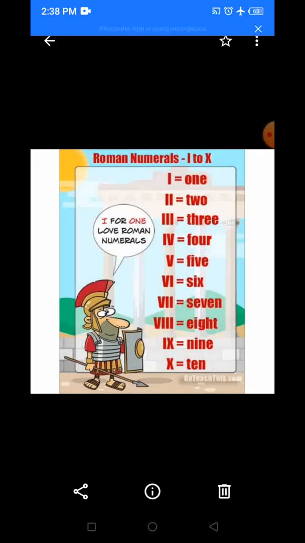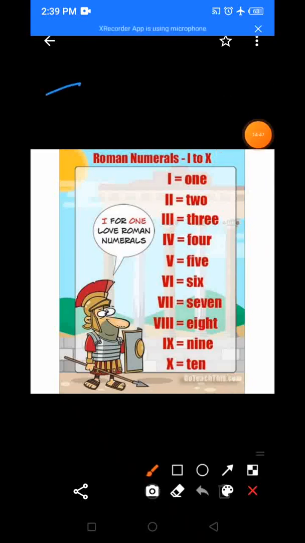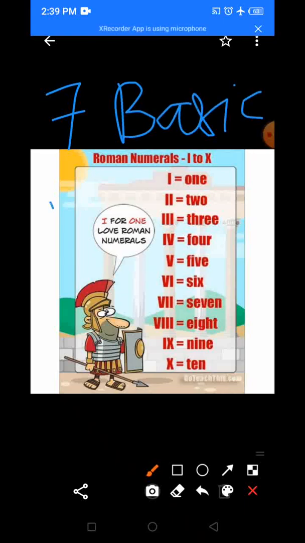Now look here. Before this, we will just read what is written in your textbook. We know that the 7 basic Roman numerals are I, V, X, L, C, D and M. That is, these are the 7 basic numerals. We will just write here so that you know. There are 7 basic Roman numerals. You will write these in your notebook.